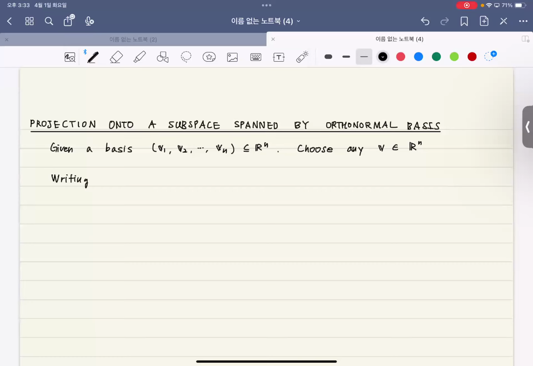Writing V as a linear combination of vectors V1 to Vn is simply finding these coefficients C1 to Cn.